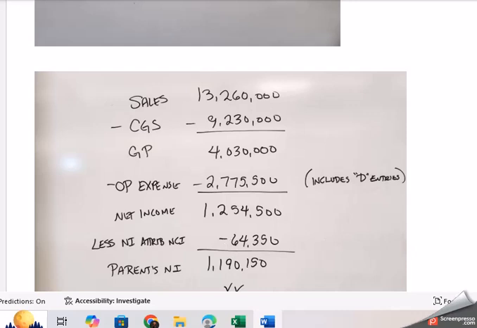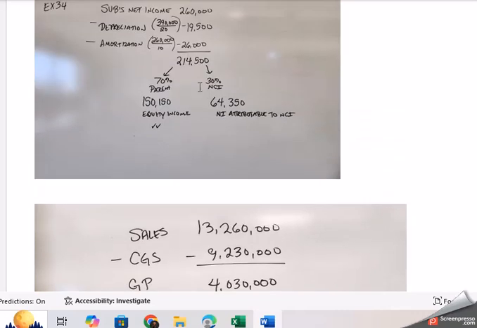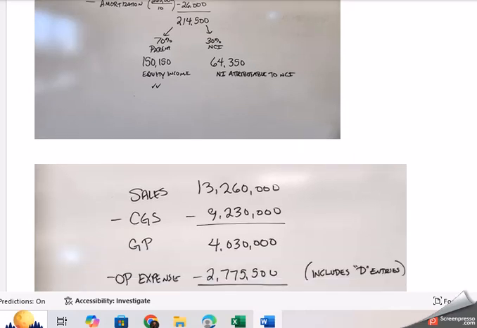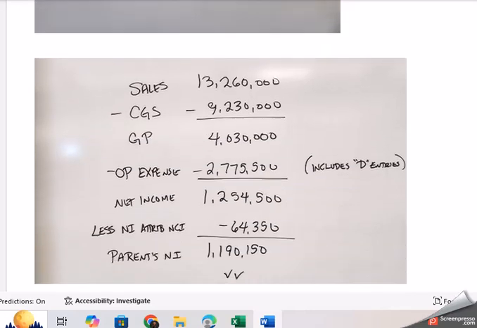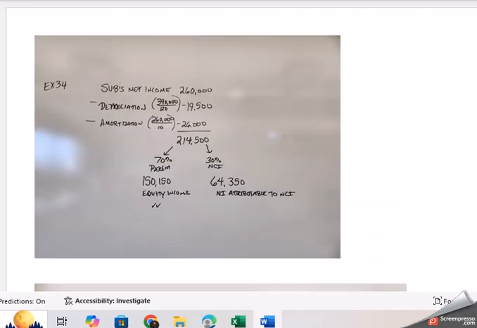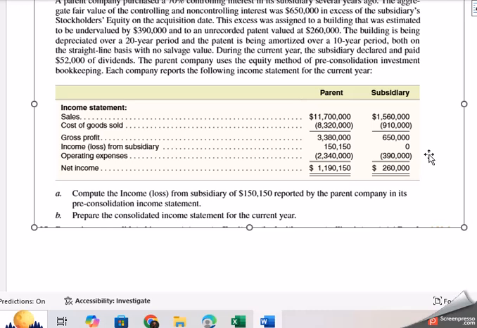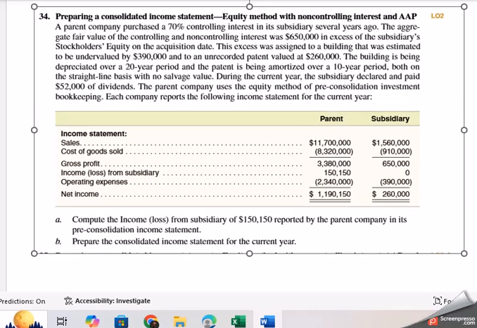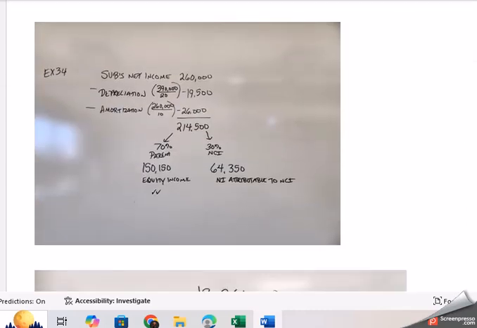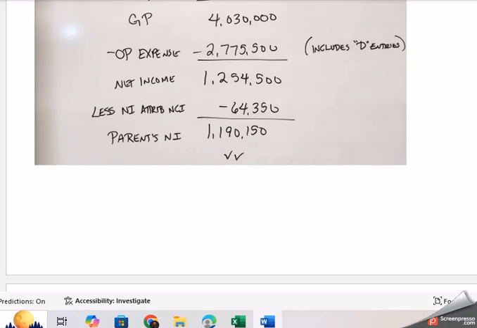Then we subtract the NCI's piece of it. So again, go look back up at the split. The NCI gets $64,350, at least attributable to them. So we subtract that out to get to the parent's, and then we double check that that equals our parent's net income. So go back up to what they give us, and it does. So we still have that nice double check, and it lets you know if you did the split right, because then you'll be able to tie it out.